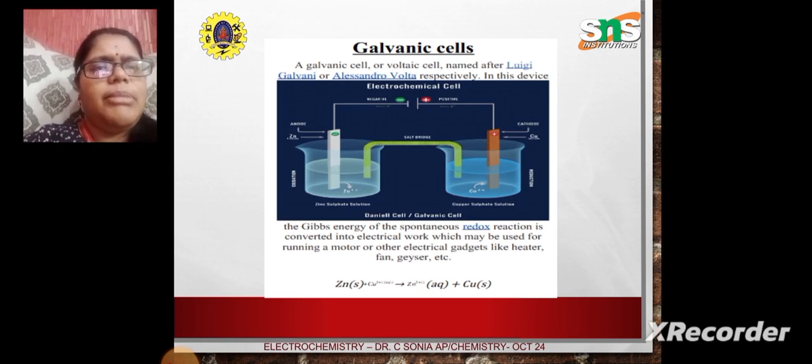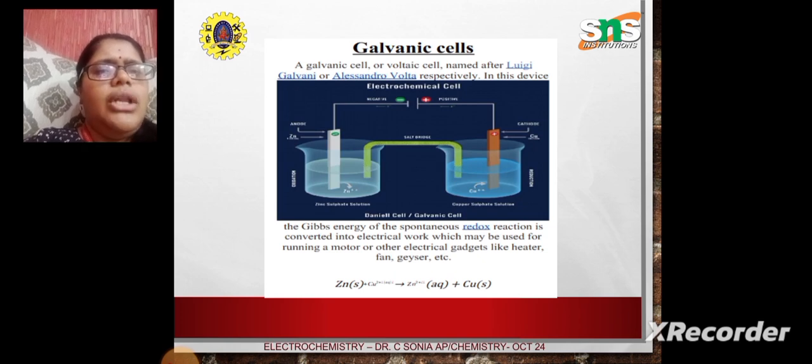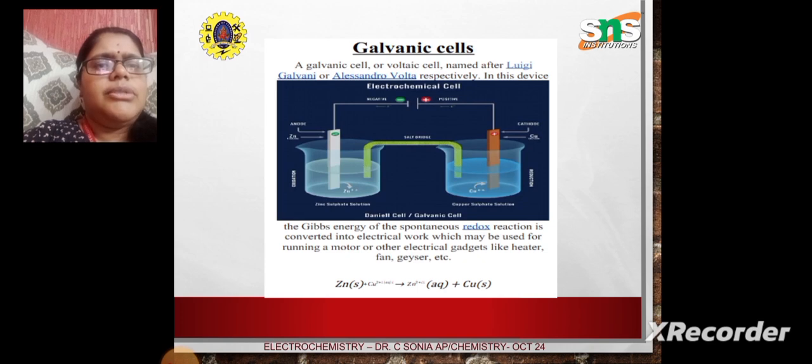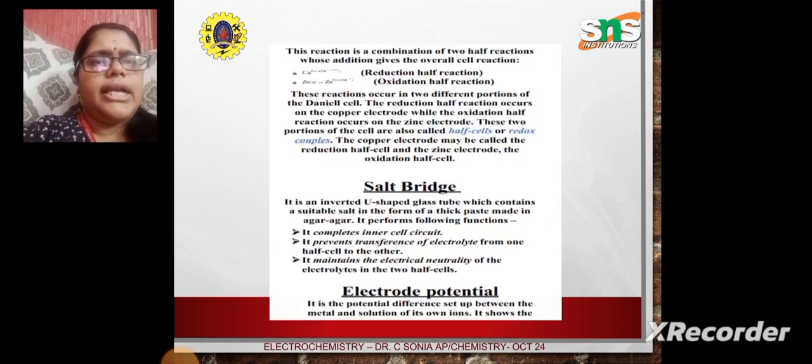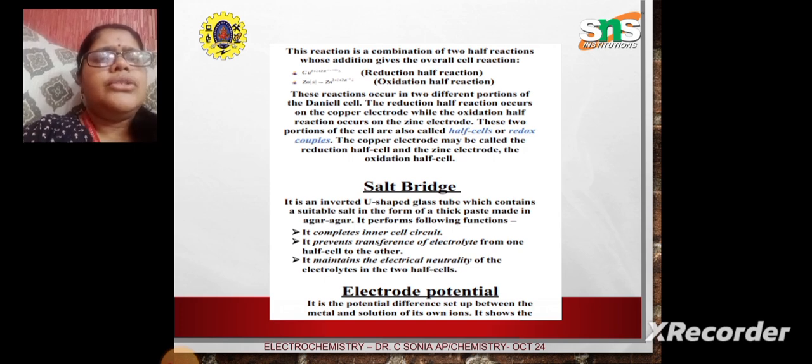So this is the main application of this, and you already know the Gibbs energy is for spontaneous reactions. That is, galvanic cells have spontaneous reactions. So zinc solid plus copper aqueous will give zinc aqueous plus copper solid, which is the overall reaction. We can see this reaction is a combination of two half reactions whose addition gives the overall reaction.